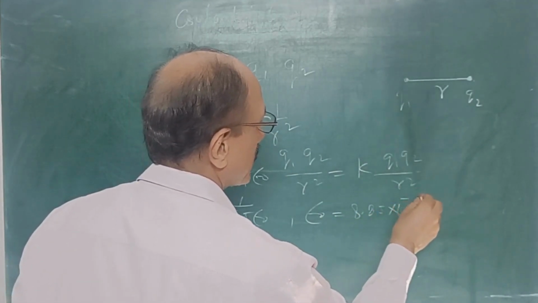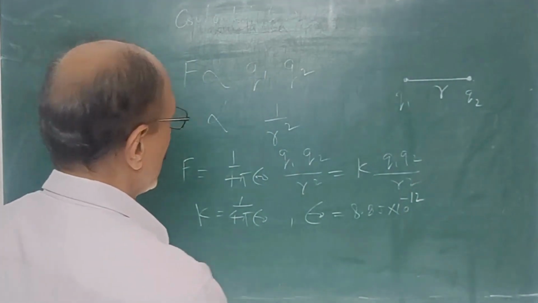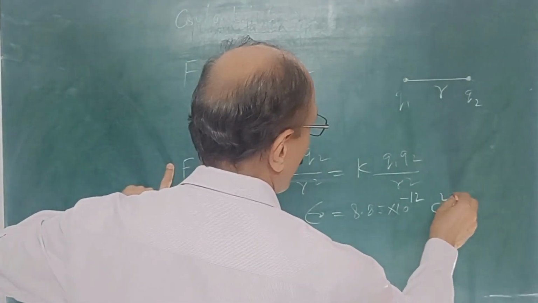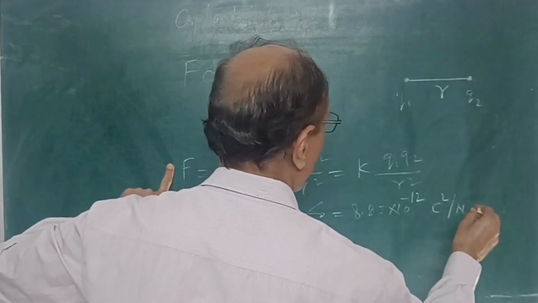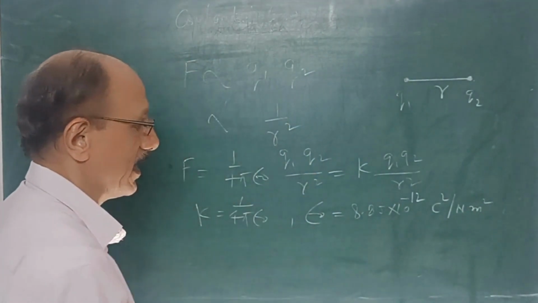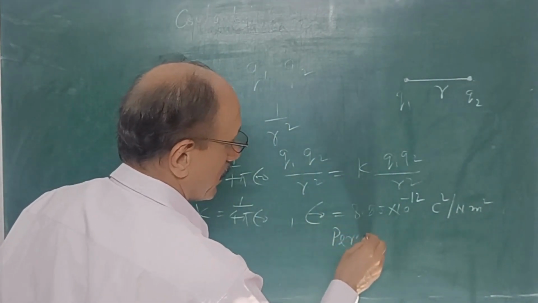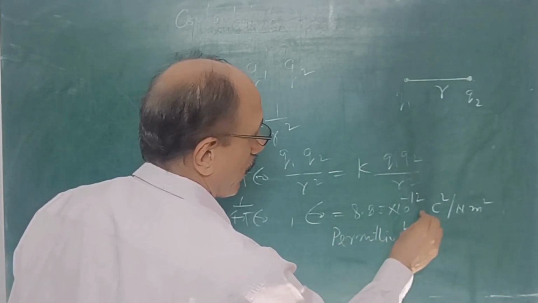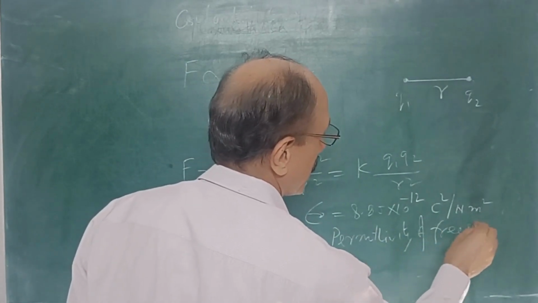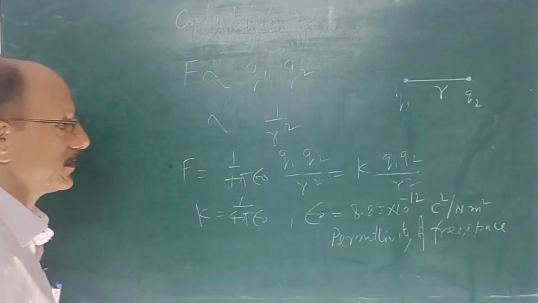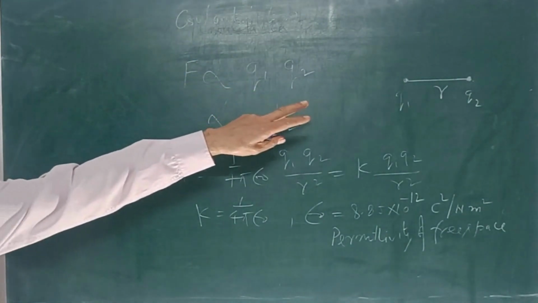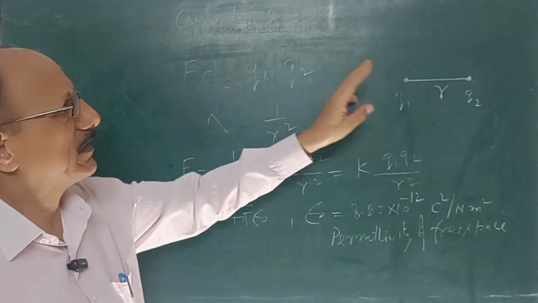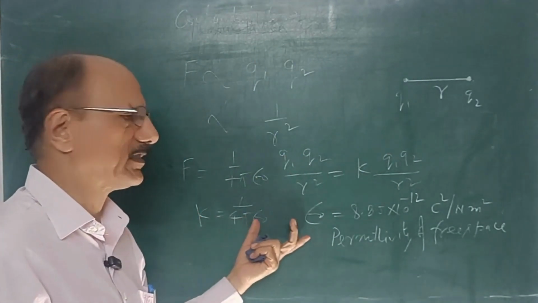8.85 into 10 to the power minus 12 Coulomb square per Newton meter square, which is known as the permittivity of free space. It means that when the charges are placed in vacuum, then this force is applied. Even if they are placed in air, we can consider this.